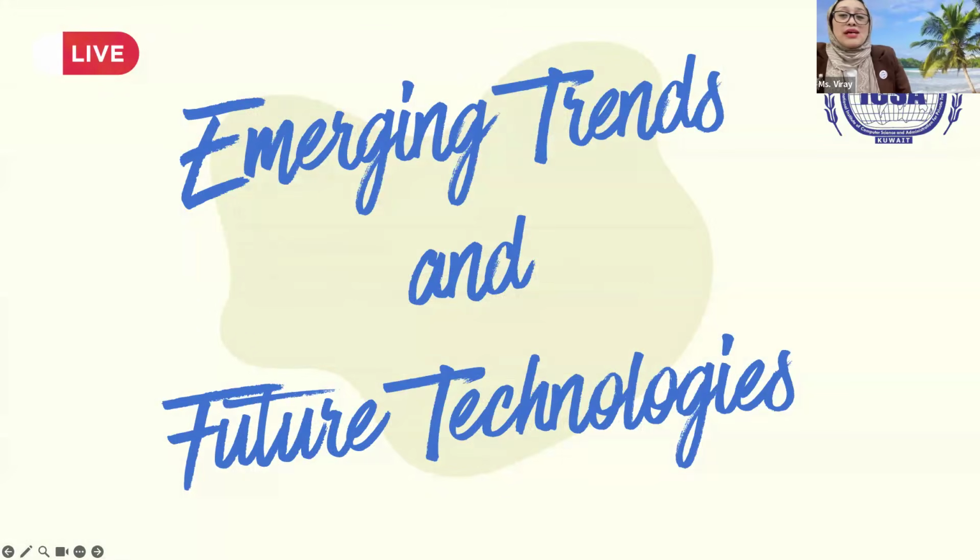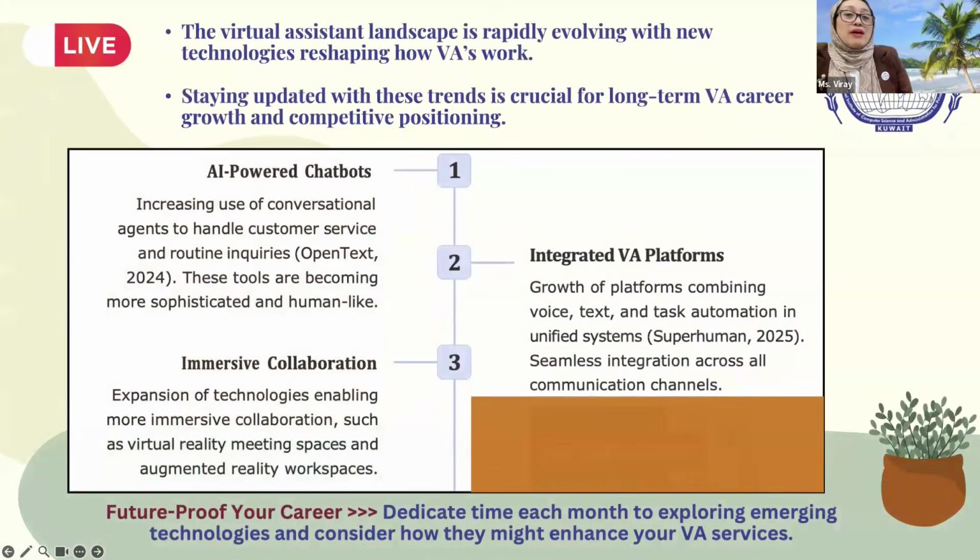Let's go to the emerging trends and future technologies. Okay, what are the emerging trends? We have AI-powered chatbots. You know, when you have chatbots, something will just pop out there and ask you a question, and you can ask a question. Okay, and of course, integrated VA platforms. When you go to your Asana, ClickUp, or Trello, there's an option, even in Slack, there's an option that you can actually integrate your Google Drive there. So you can even mix up Trello and Slack together, or you can even mix up ClickUp and Slack together. Okay, that's called integration. Okay, integration.